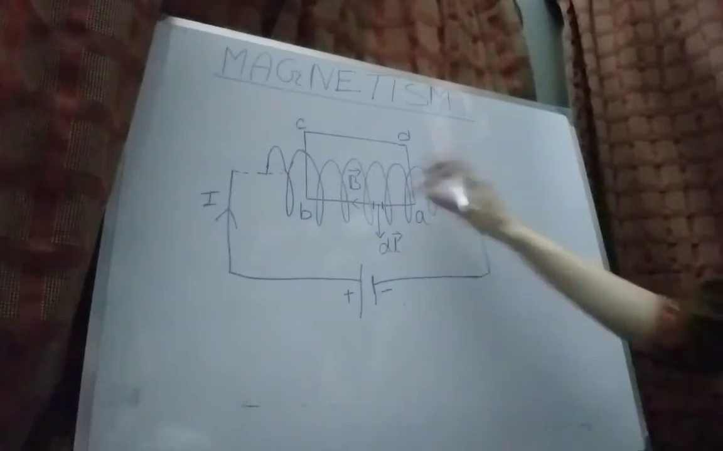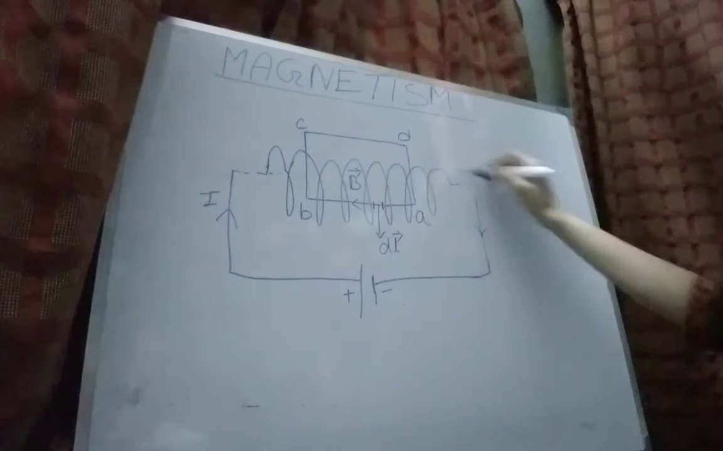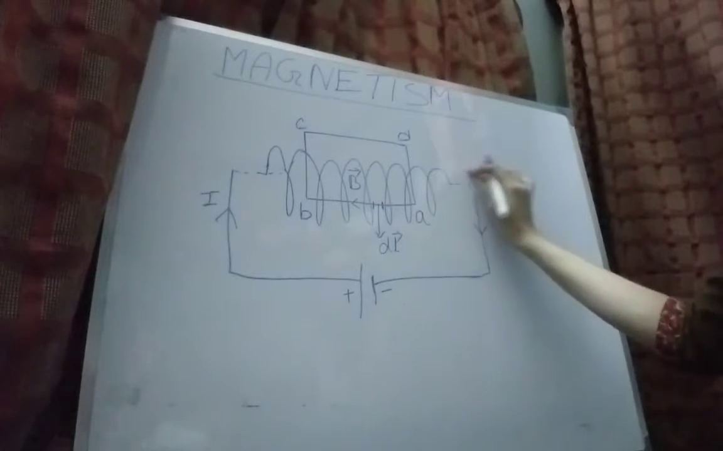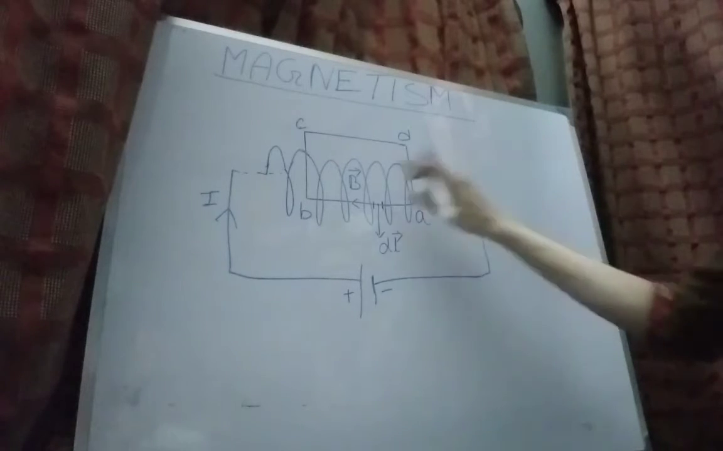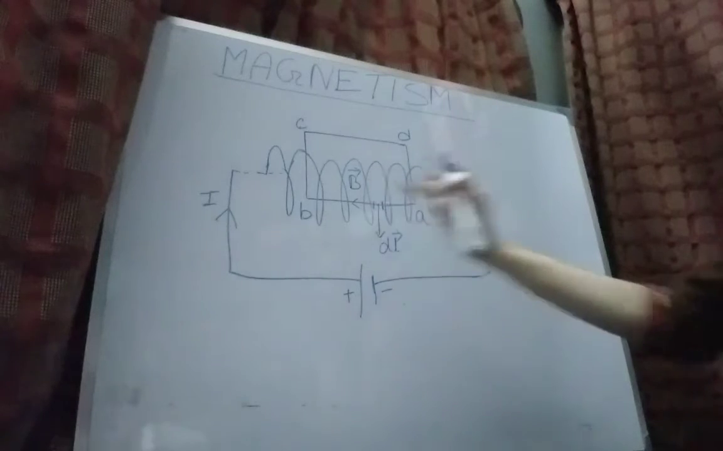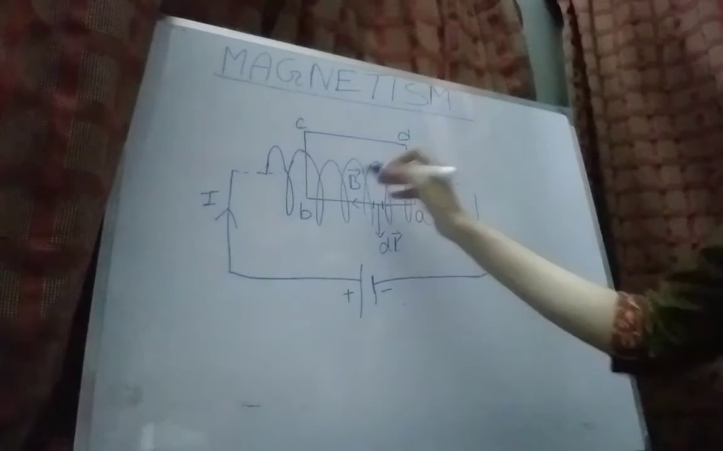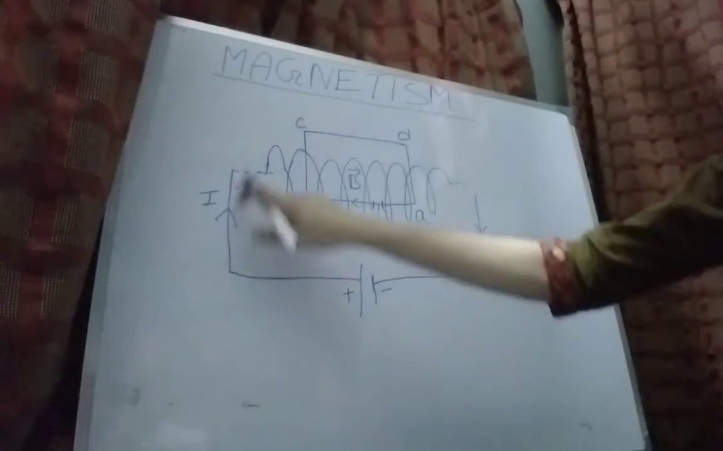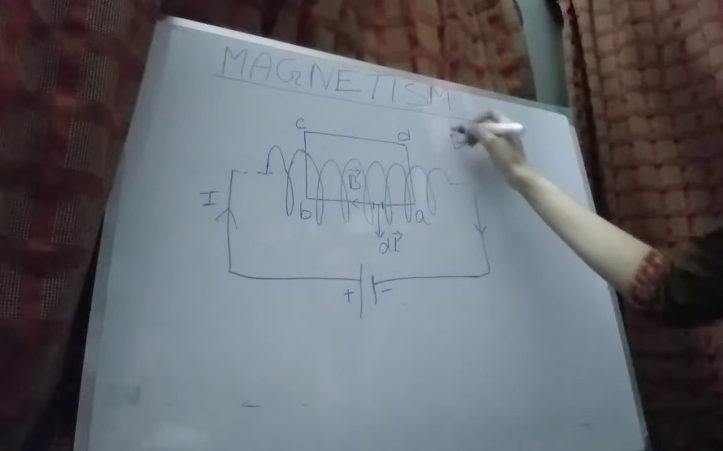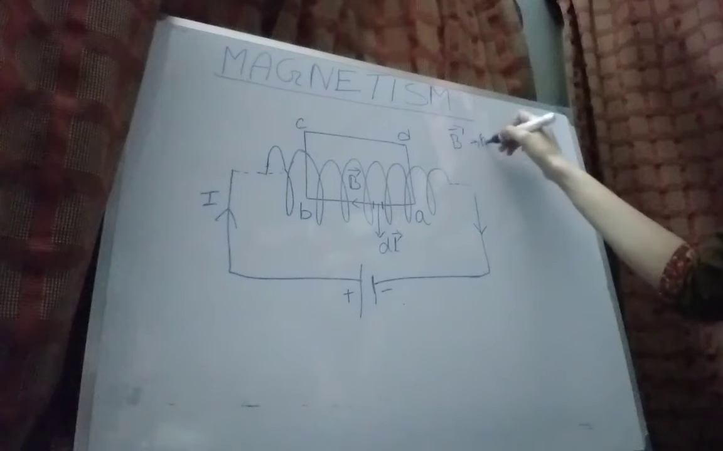In the picture we can see that this is a solenoid. A current I is flowing in this direction through the coil, and we know that when there is a flow of current through a current carrying conductor, there will be a magnetic field. A magnetic field will be produced around this coil. So here magnetic field B is produced due to the flow of this current I, and we have to calculate the value of this magnetic field B with the help of Ampere's circuital law.